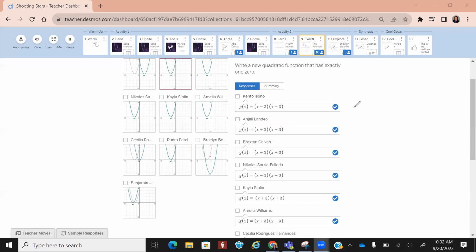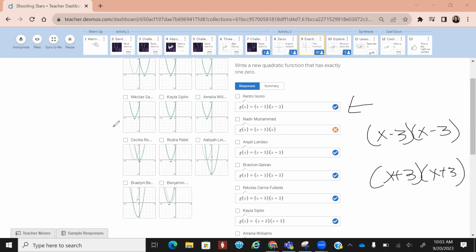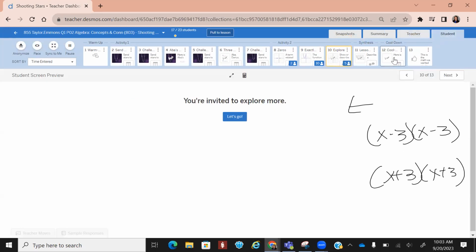So what's similar between y'all, not y'all all doing the exact same equation. Okay, so y'all did x minus 3 and then x minus 3. And then some of y'all did x plus 3 and then x plus 3. So how do we get it to touch the x-axis one time? They both got to be what? The same number, right? And it's got to be both positive or both negative, right? Good talk. All right, slide number 10.